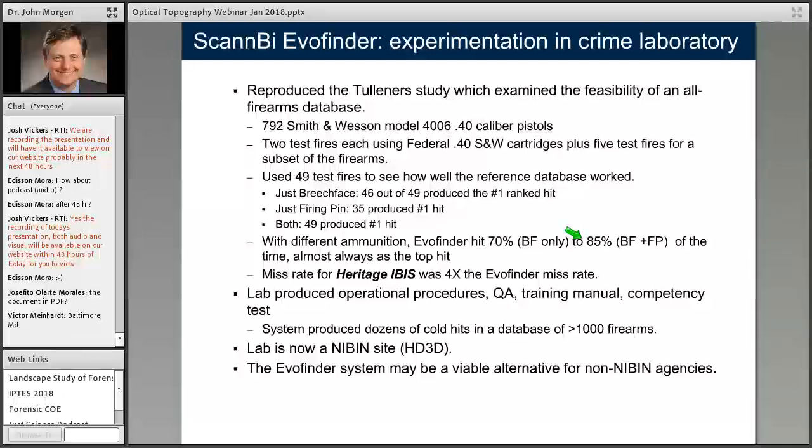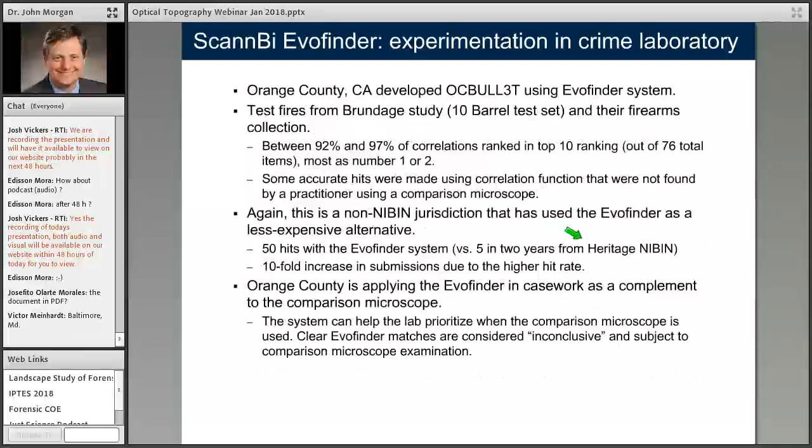That particular laboratory is now a NIBIN site, and reports qualitatively that the Evo Finder and the new HD 3D brass track system are comparable to one another. They were able to produce cold hits in a database of over 1,000 firearms in the meantime, though, using Evo Finder. So there are other systems that are viable alternatives, and some for agencies that are non-NIBIN systems that are out there and that can be deployed to do that kind of reference database work.